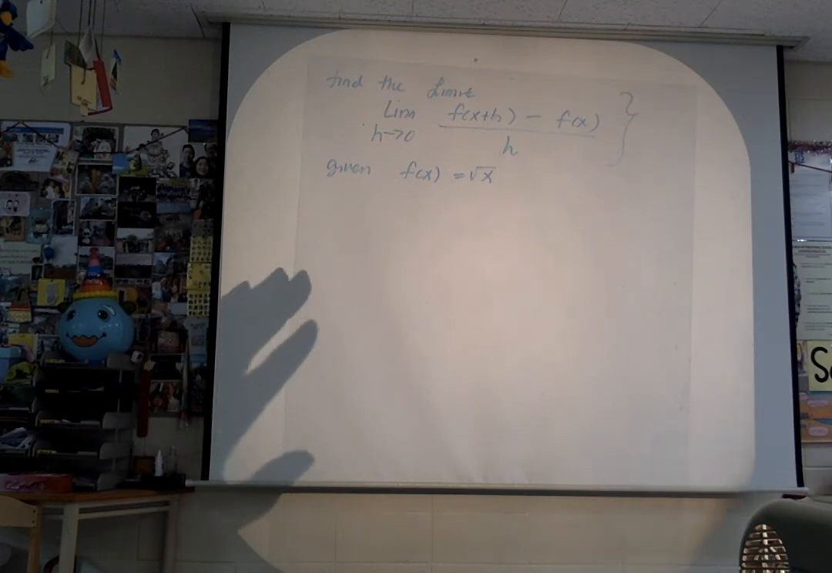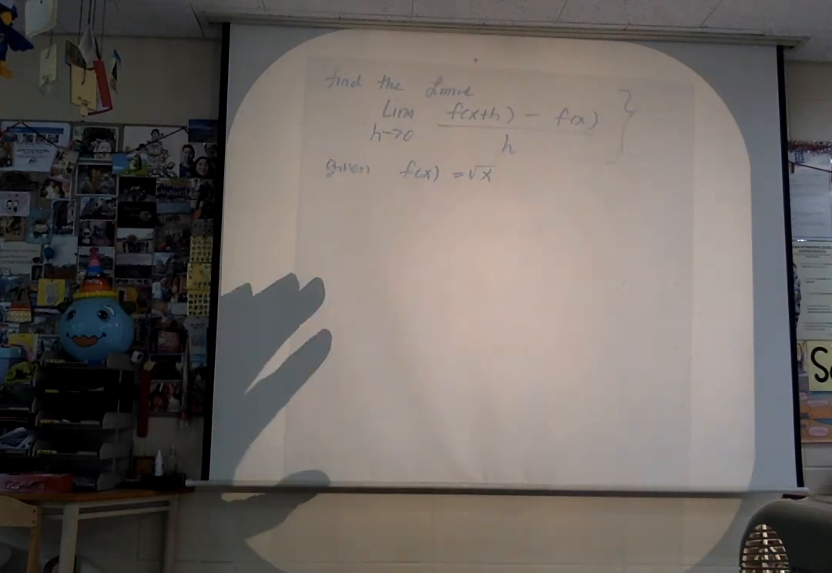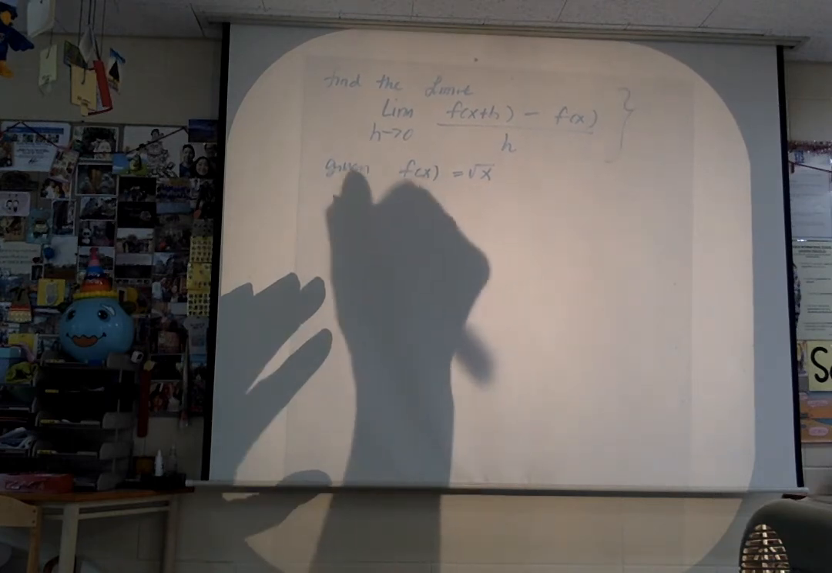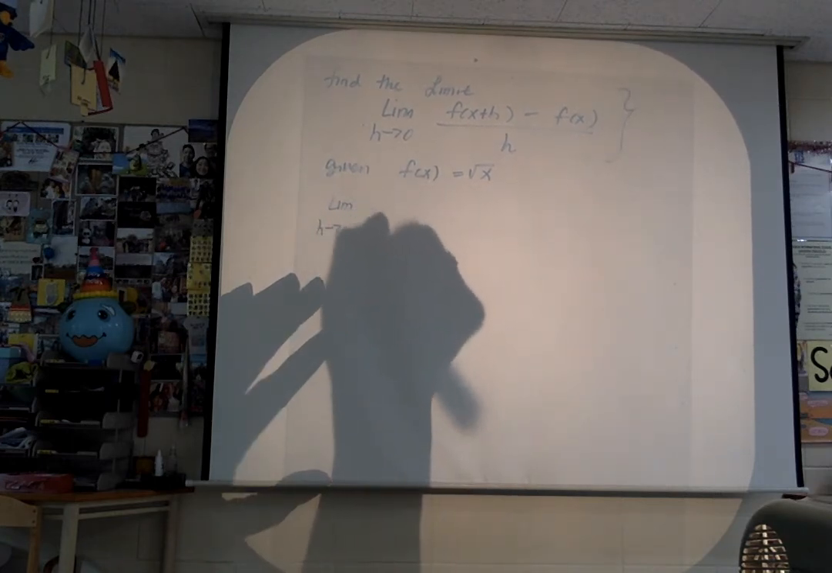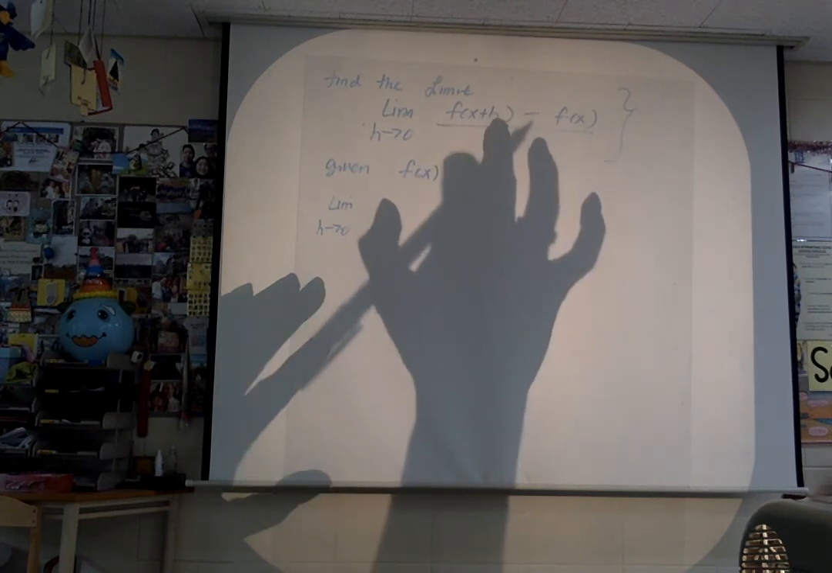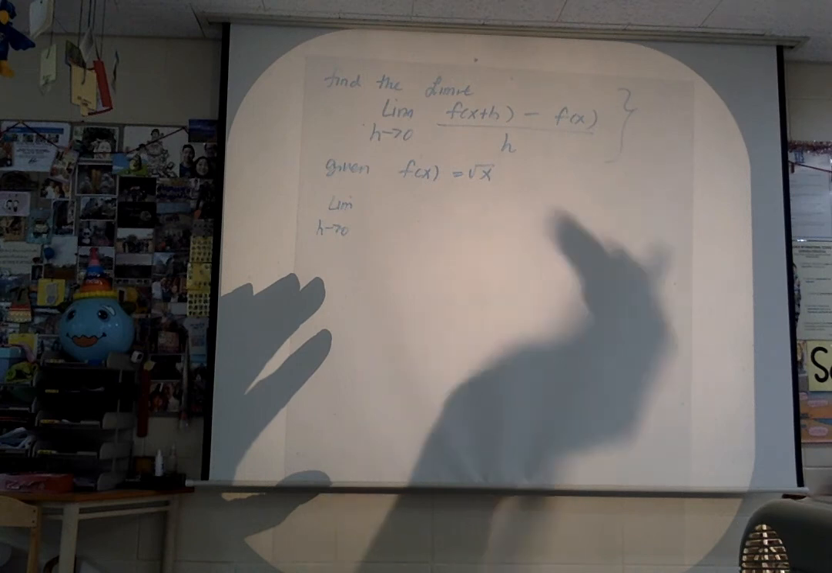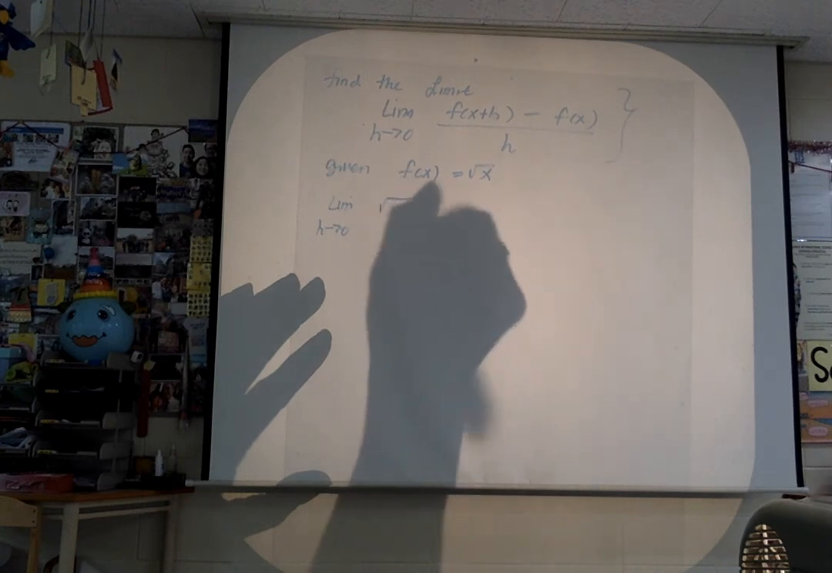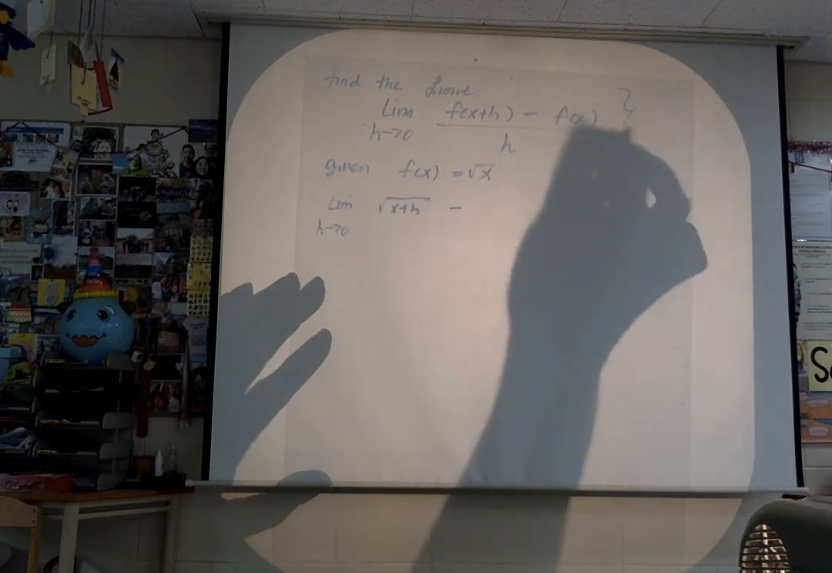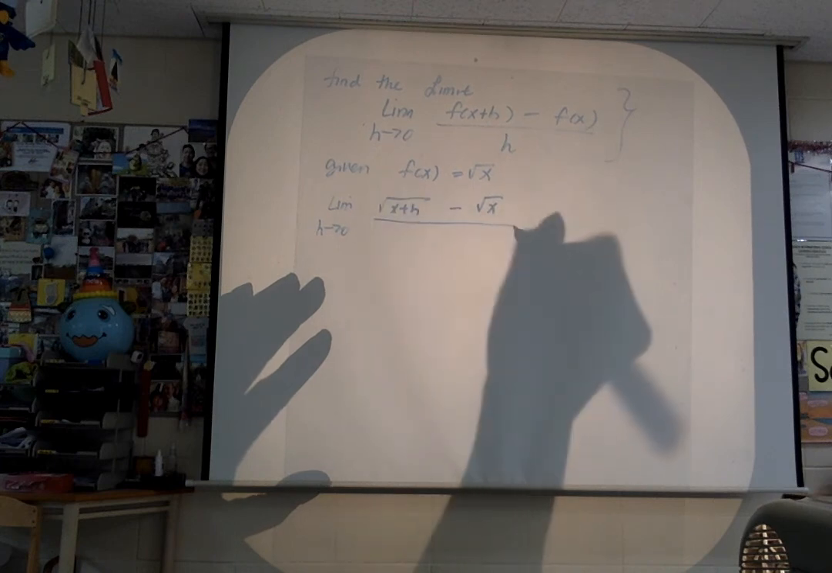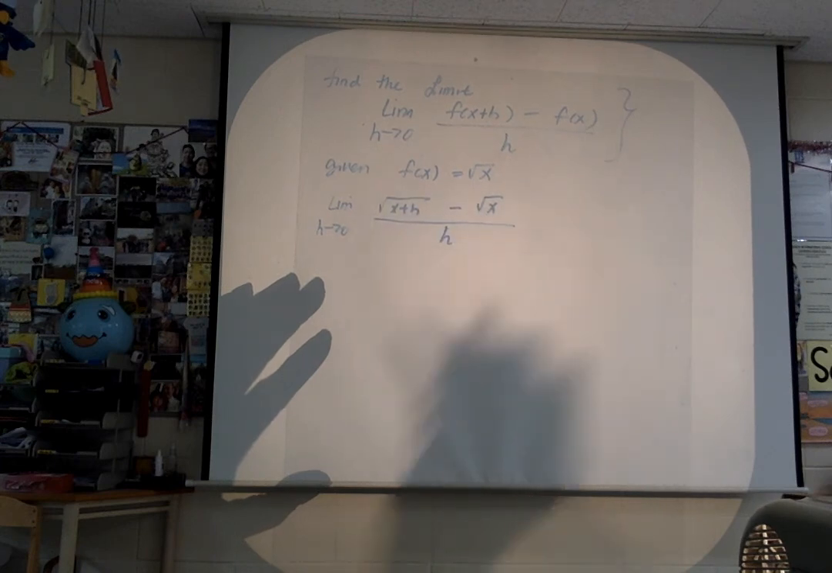So here's what you're going to do with this. You're going to just find the limit. You're going to plug it in, okay? So square root of x, right? So the limit as h approaches 0, well, f of x plus h. Every time you see an x, you're going to put in x plus h. So you're going to go square root of x plus h minus f of x, which is square root of x. And what's our h? Our h is just h.